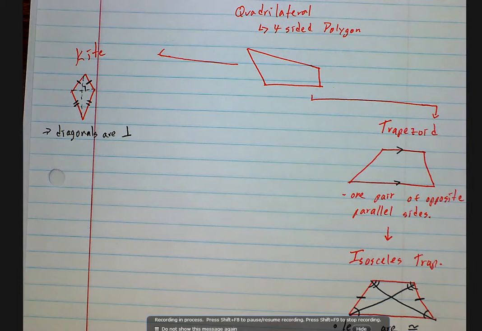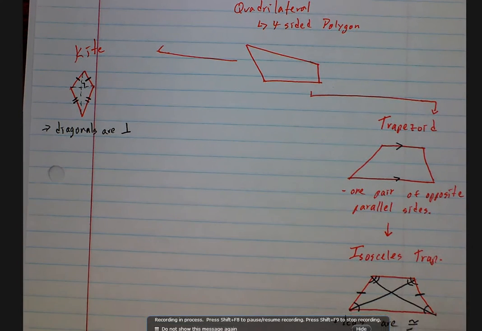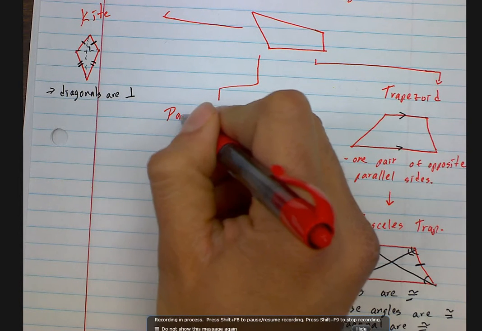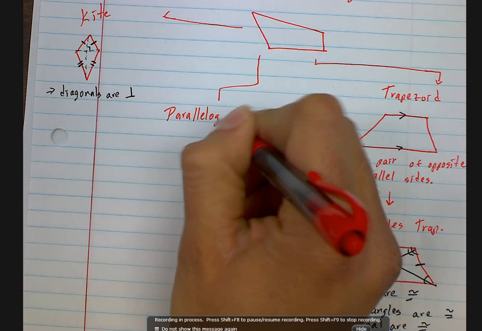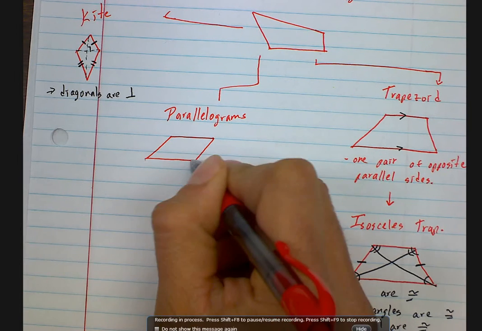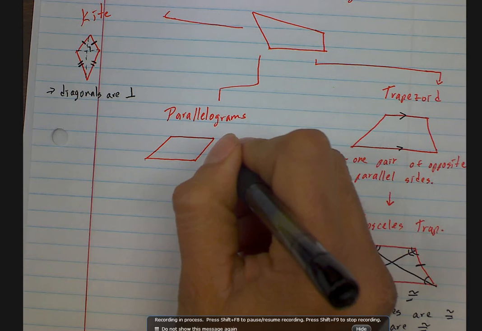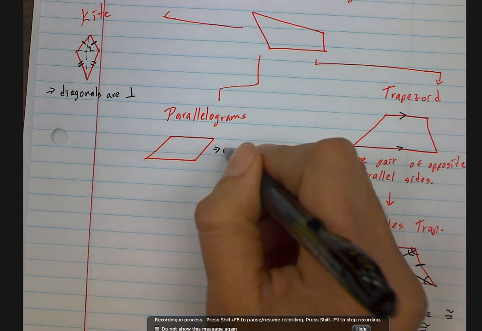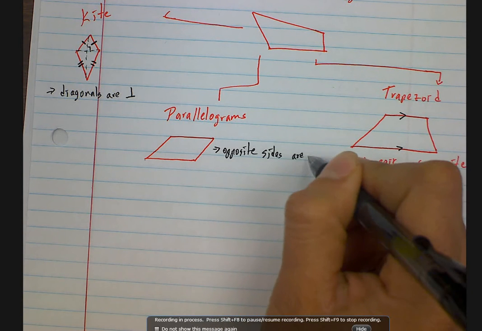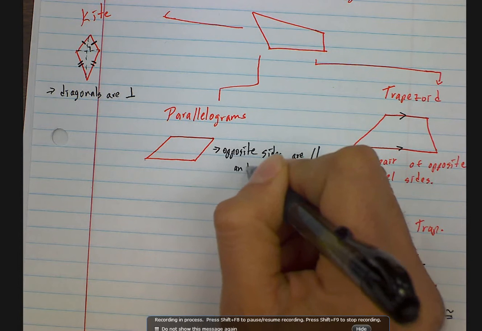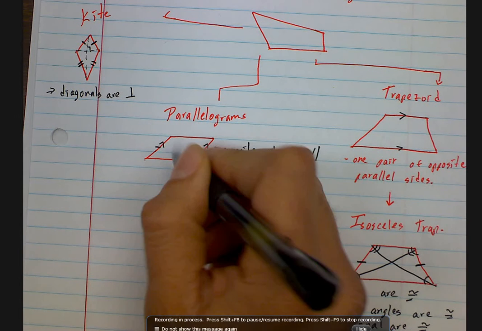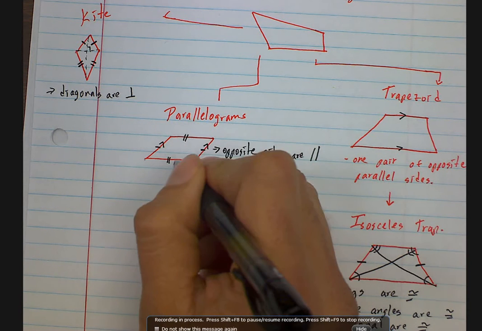So now the main category is parallelograms. Parallelograms look like this. In parallelograms, opposite sides are parallel and congruent. That means this one is congruent to that one, but it's also parallel to that one. Now this one is congruent to that one, but these two are also parallel to each other.